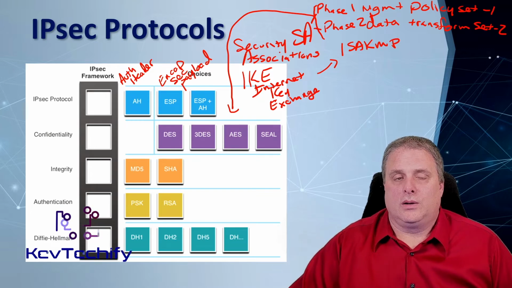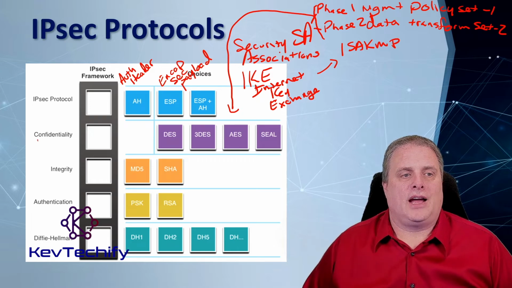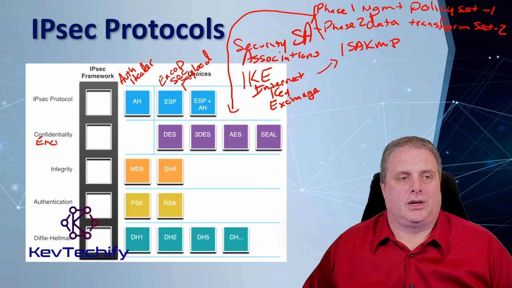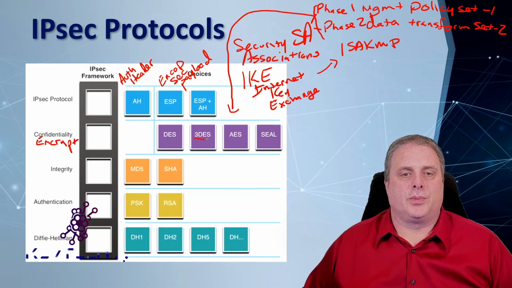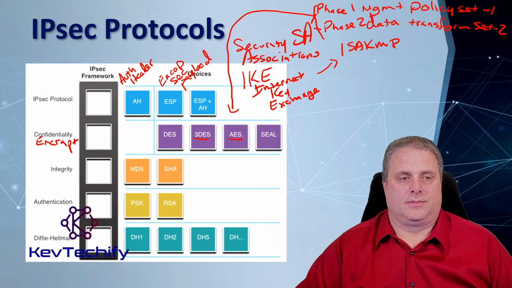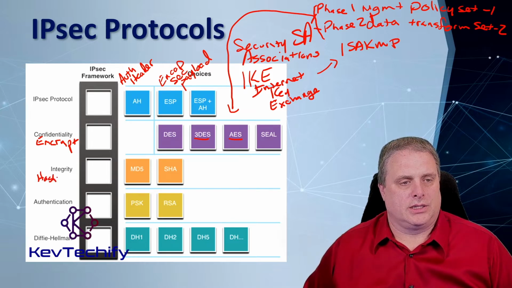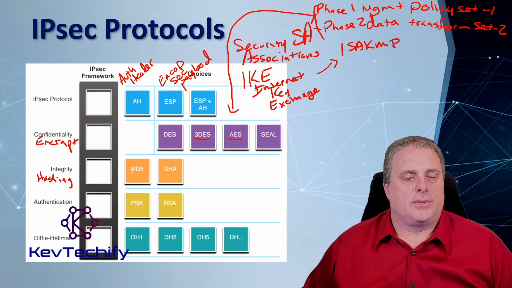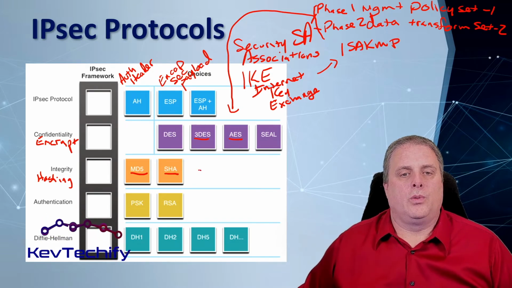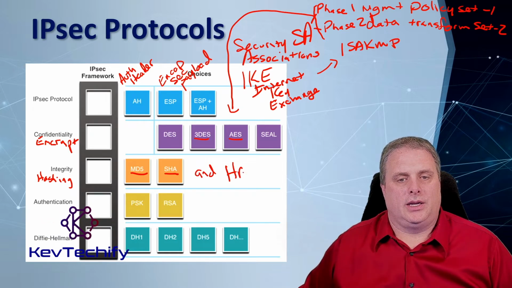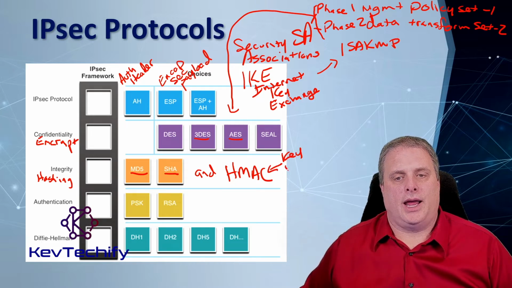In phase 1, what's negotiated here for our policy set is the encryption or the confidentiality. So this is encryption here. And this would be typically either triple DES or AES. The hashing we would use, or the integrity checks, would be typically MD5 or SHA. And then we would also use HMAC in here, which is a key hash.